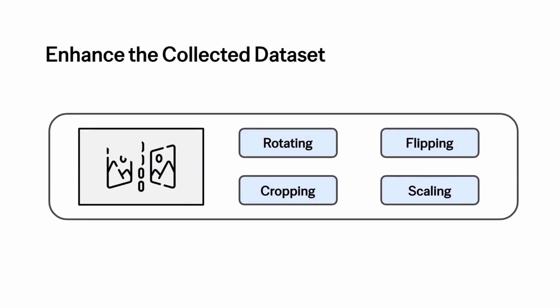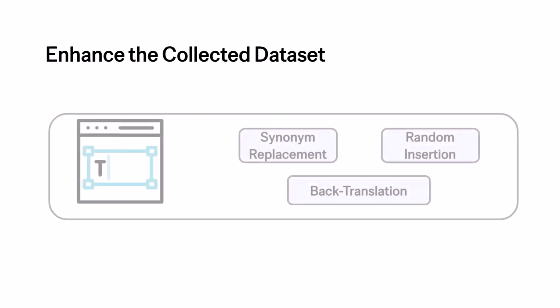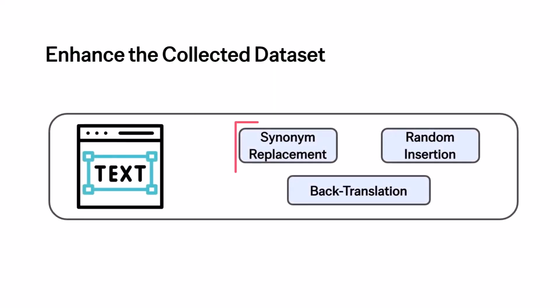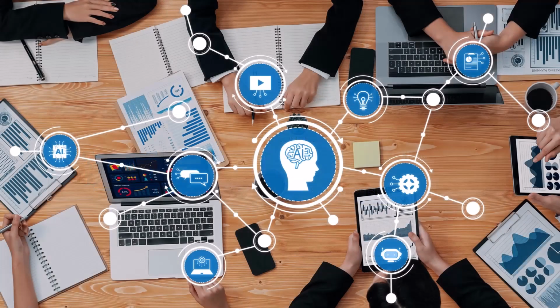Enhance your dataset by applying transformations like rotating, flipping, cropping, and scaling images. For text data, you can use techniques such as synonym replacement, substituting words with their synonyms, random insertion, adding relevant words at random places in the text, and back translation, translating text into another language and back to the original to generate new variations.